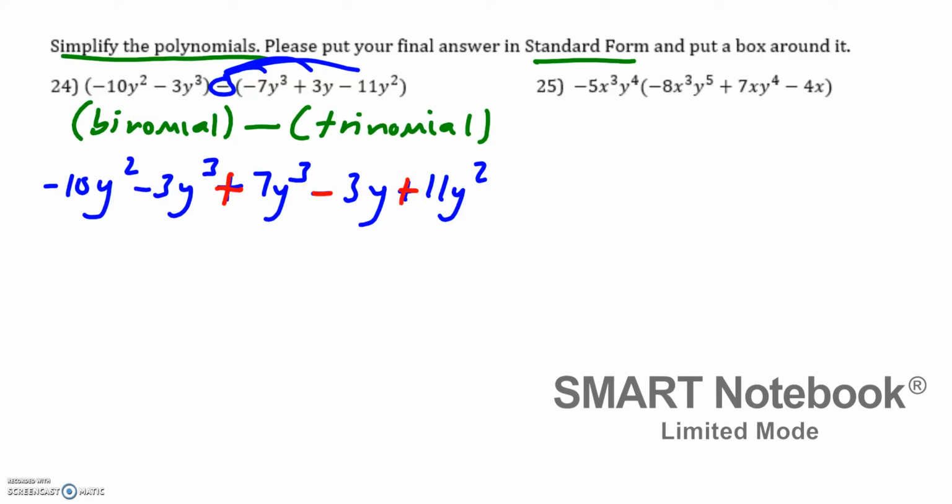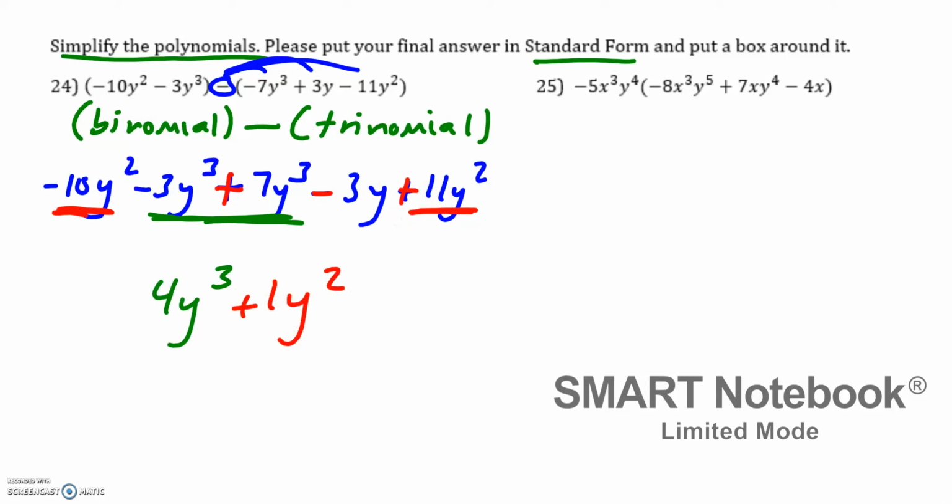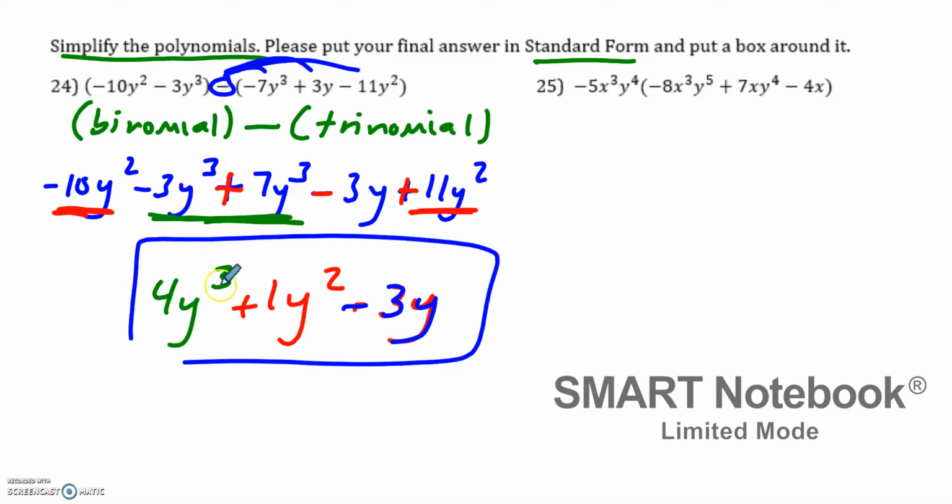Now, I really just need to combine like terms. I notice these are both like terms because they have the same base and exponent. 7y cubed minus 3y cubed is 4y cubed. I then have negative 10y squared and positive 11y squared. 11 minus 10 is 1y squared. And then the negative 3y has nothing to combine with, so it would just go on the end. And my final answer is in standard form because I have highest exponent down to the lowest.